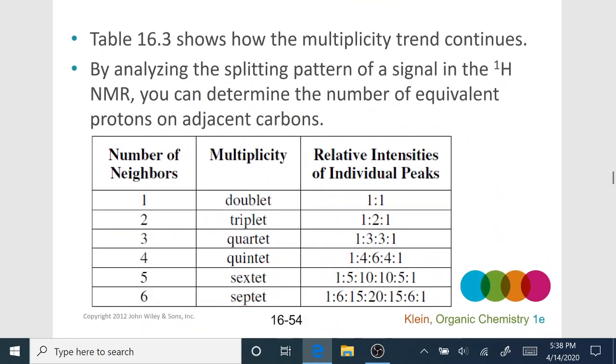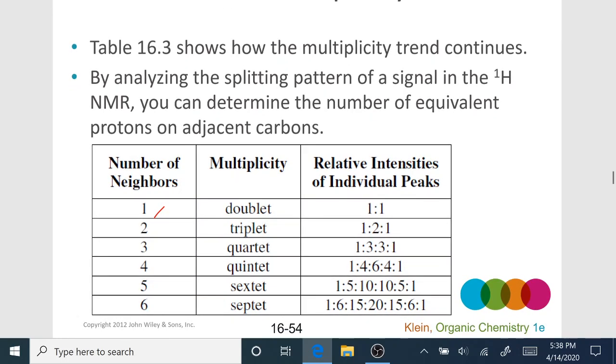So here's our chart showing how many peaks we'll have. If the hydrogens have 1 neighbor, we get a doublet. Doesn't matter how many hydrogens are on the carbon we're talking about. How many hydrogens are associated with the signal doesn't tell us how many neighbors it has. Integration tells us that. This is the number of neighbors. So if those hydrogens associated with that signal have 1 neighbor, then that signal is going to be a doublet. It could be 6 hydrogens associated with that signal. The integration could be 6, but if there's a doublet, that means they have 1 neighbor.